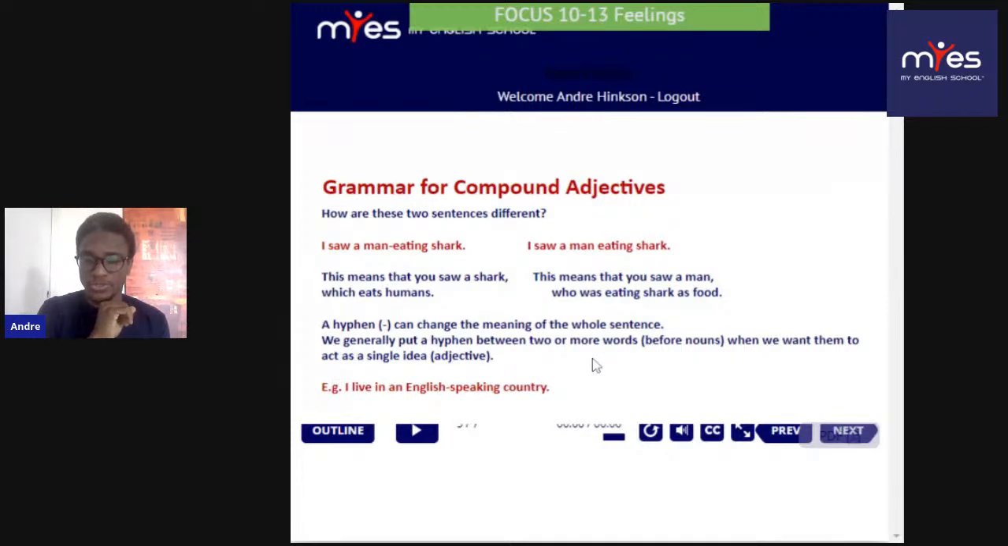Let's continue. So for example, I live in an English-speaking country. So you're being more specific here. So you don't say I live in a speaking country. Like, what does that mean? Everybody speaks. So how could we describe a country more? So it's a country that speaks English. So we use I live in an English-speaking country. Simple. Compound adjective there. So you have the type of language and what they speak. So you have English-speaking country.